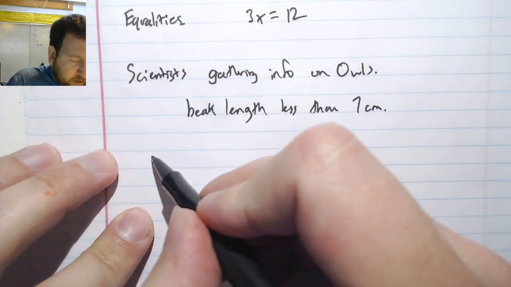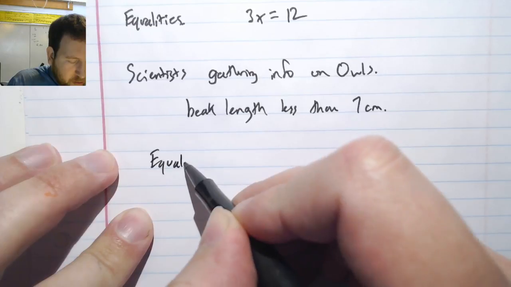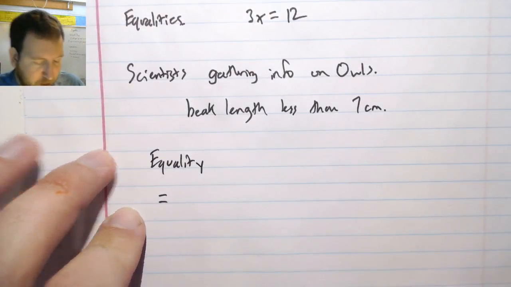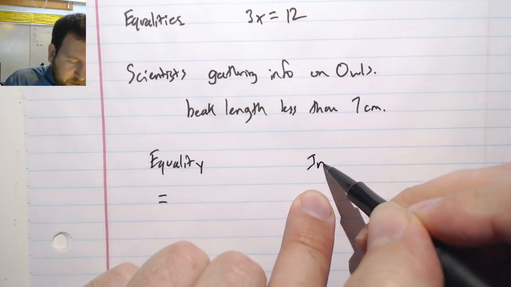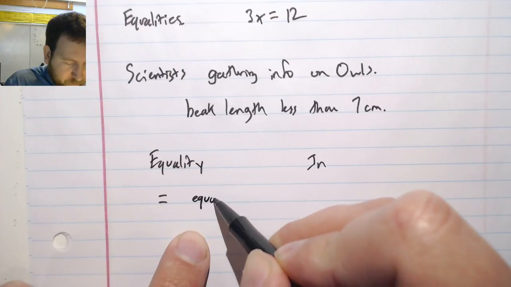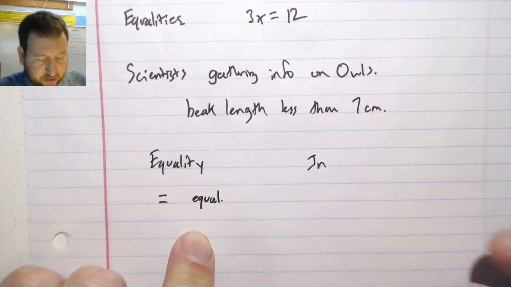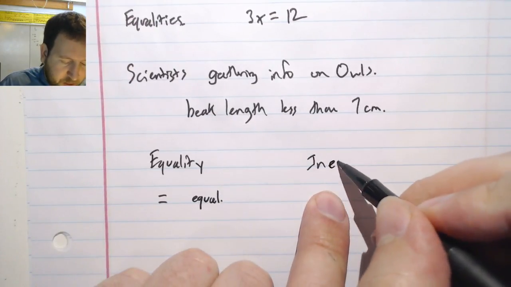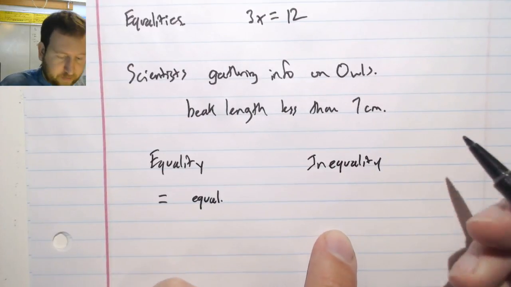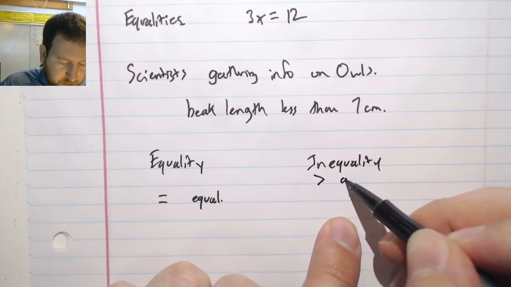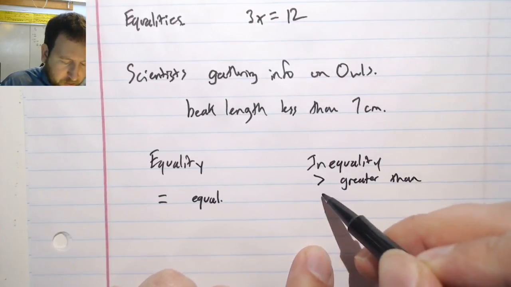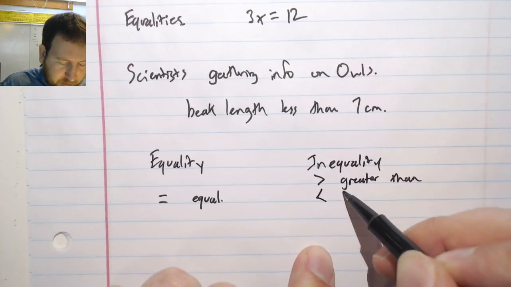So when we have an equality, we use the equals sign. But when we have an inequality, we have many others. Let's write our equals is equal. Feels silly writing that, but it's good to start off with our definitions. Inequality, we have 4 symbols that we typically use. This is greater than. This is less than.